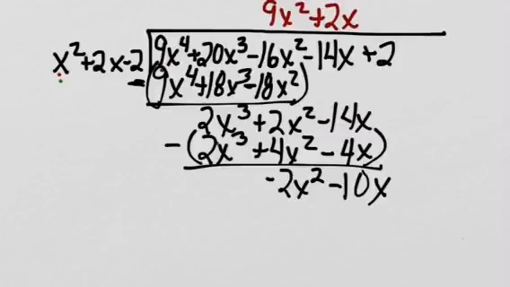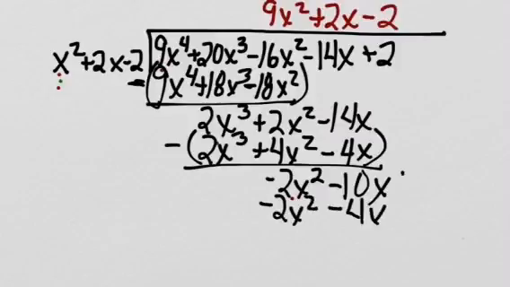This is the last time we're going to have to multiply through. This will be the last term in our answer, and we'll probably have a remainder. What do I have to multiply x squared by to make a negative 2x squared? That would be a negative 2. Multiplying negative 2 through this entire divisor would give us negative 2x squared minus 4x.